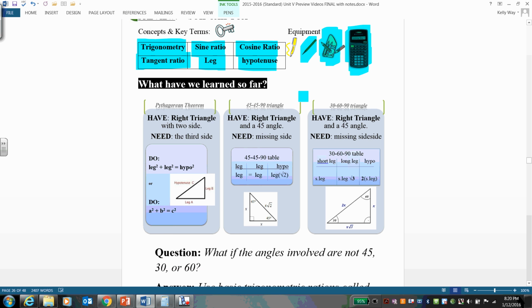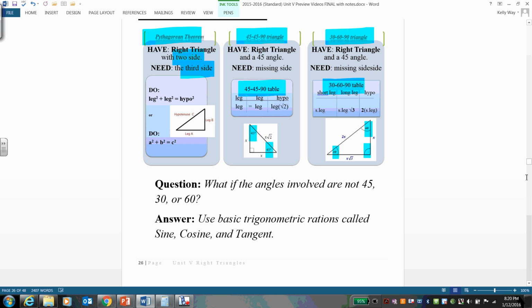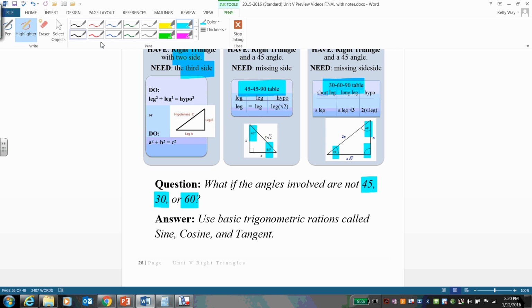So what have we learned so far? Pythagorean theorem. And we use this when you have 2 sides, you need a 3rd side. 45, 45, 90. And we use this when we have a 45, 45, 90 triangle, and only then. 30, 60, 90. We use this when we have a 30, 60, 90 triangle, and only then. You can't use those tables for any other kind of triangle. So the question is this: what if you have angles that are not 45 or 30 or 60? What if you have a triangle that looks like this?